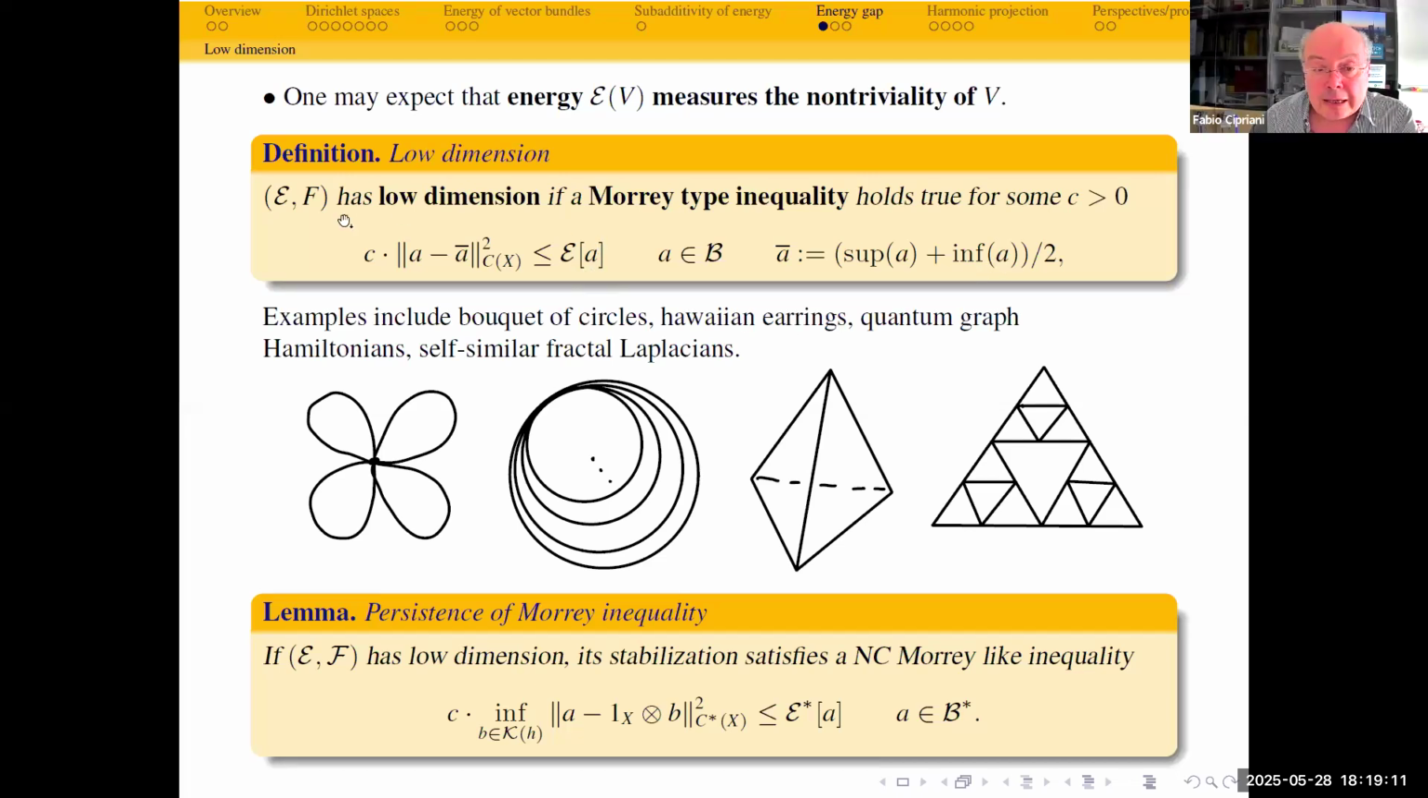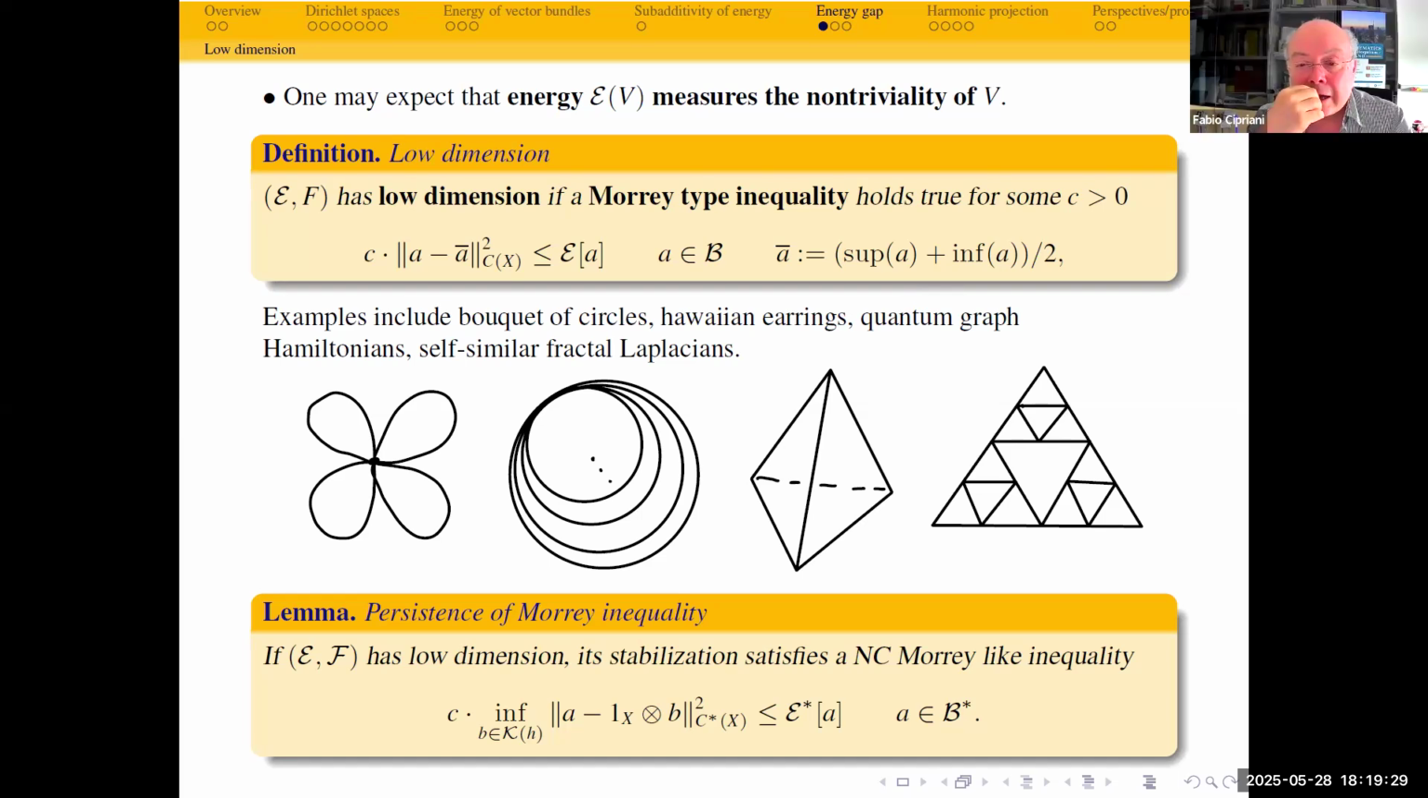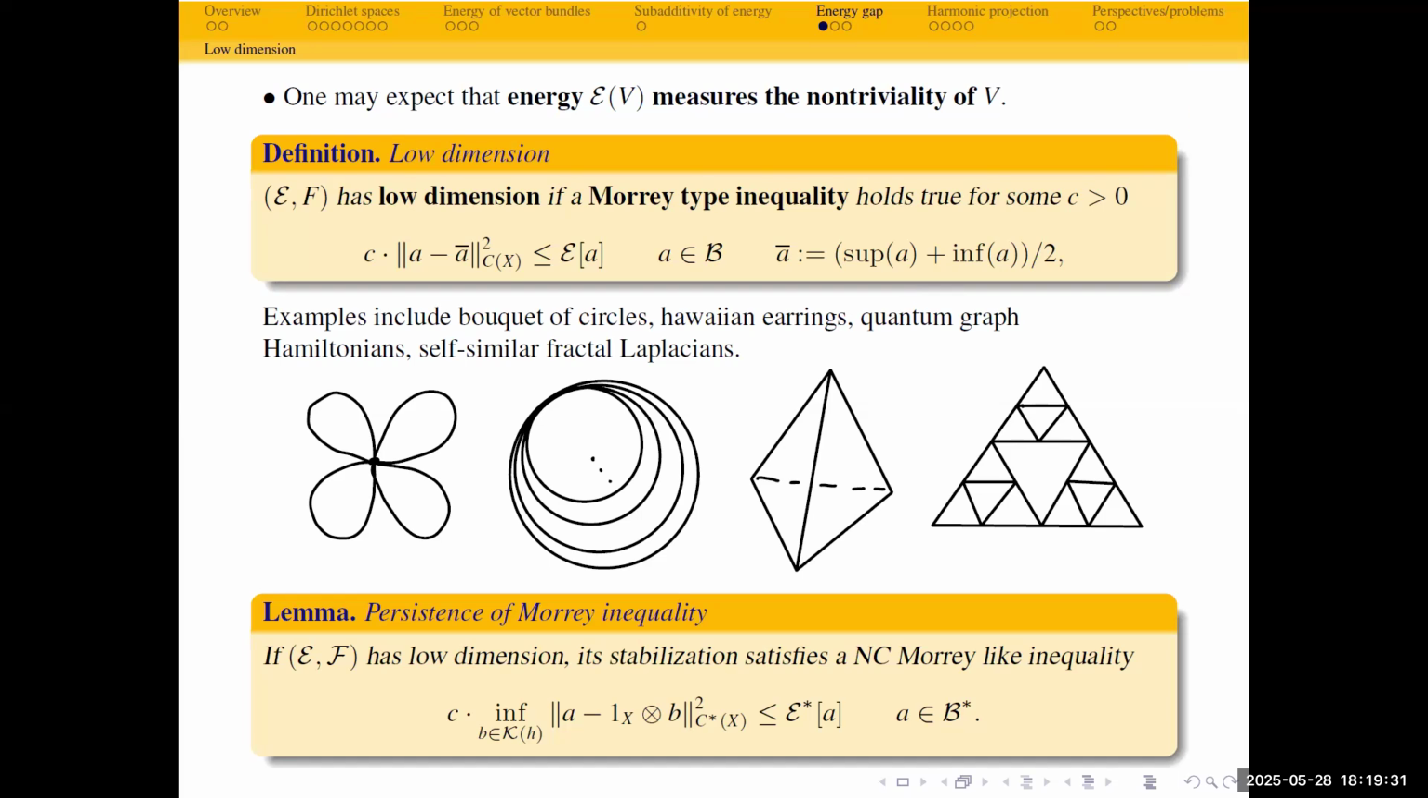So we may I have a question? Yes. In your definition of low dimension, you are using the phrase low dimension, but it is replaced by some kind of inequality. Yes. Is there some estimation of some dimension behind this condition?